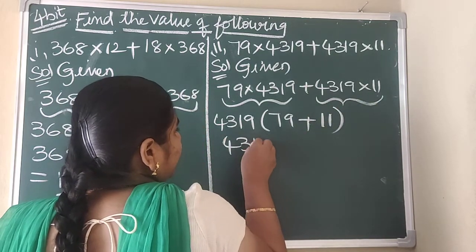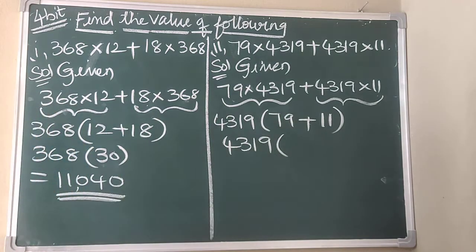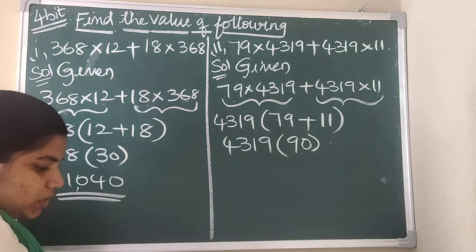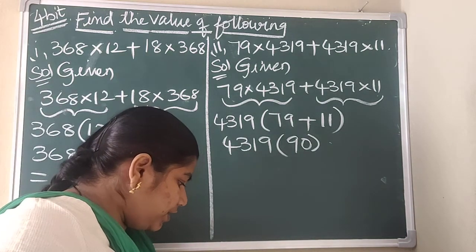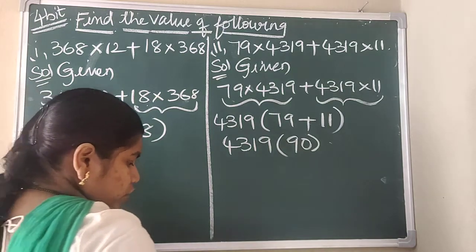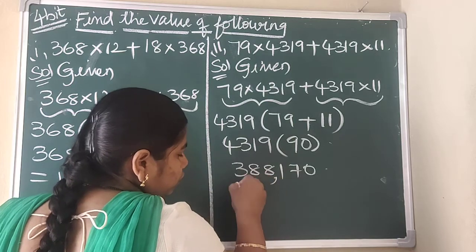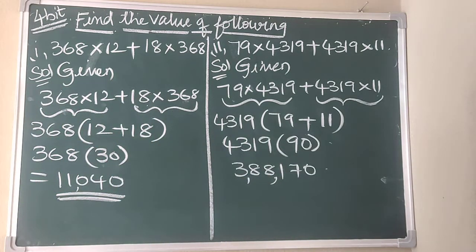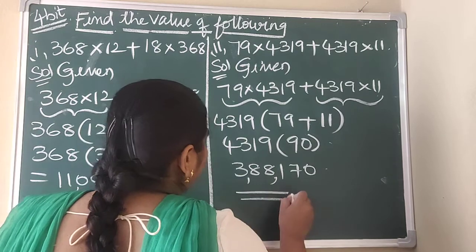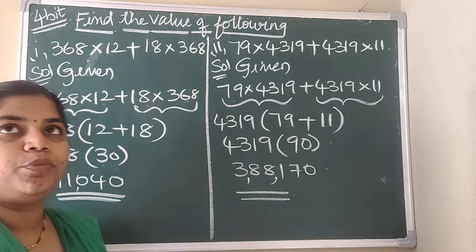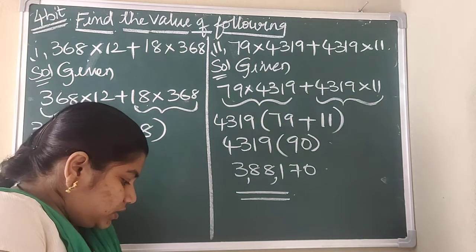So 4,319 into 79 plus 11 will be equals to 90. Okay, so if you multiply 4,319 into 90, that will be equals to 388,170. That is our result. So we have to take the common terms. If you are having any common terms, we can take out. So which property are we using here? We are using the distributive property in these terms. Okay. So this is our fourth bit.